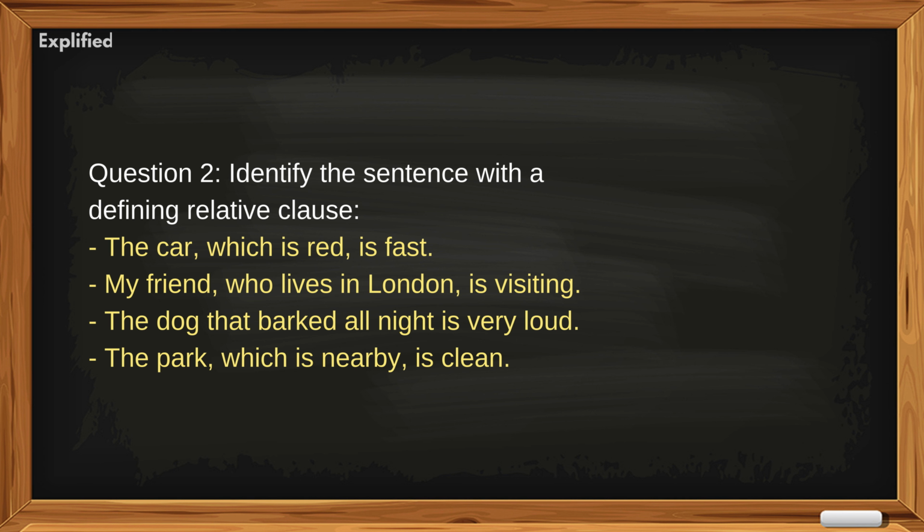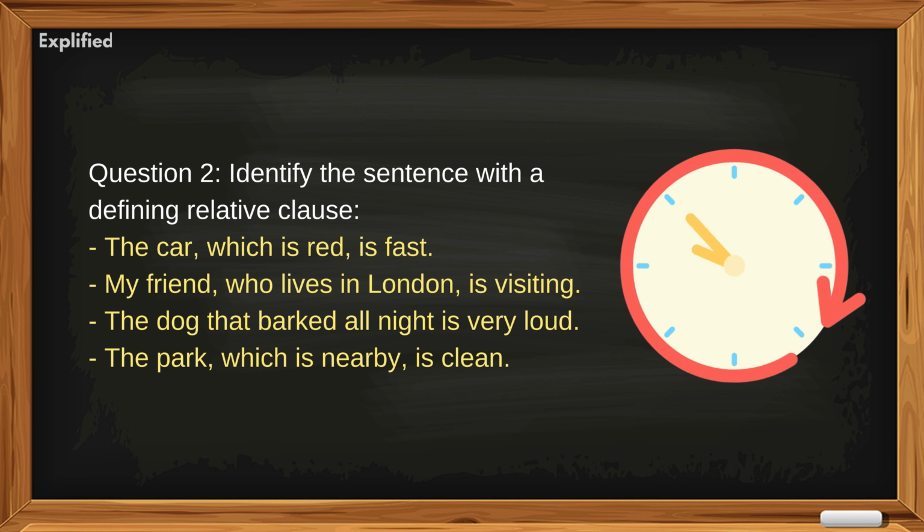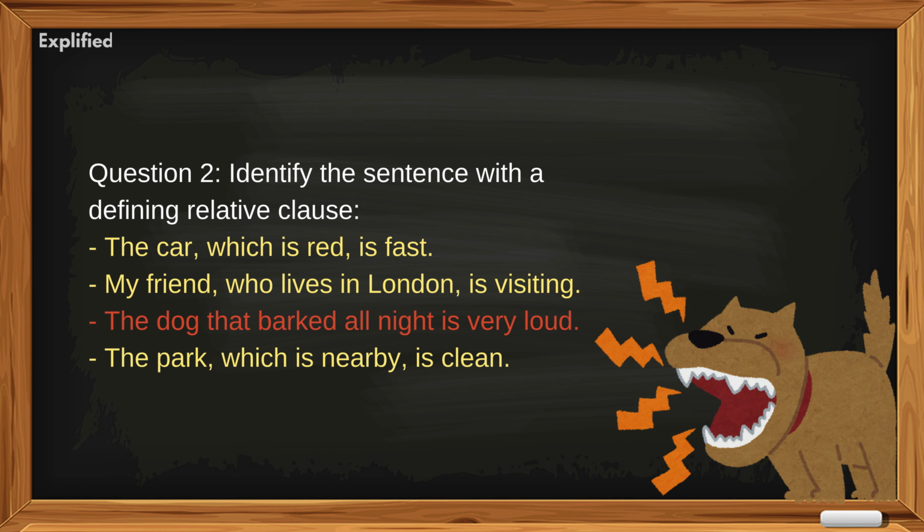Question 2. Identify the sentence with a defining relative clause. The car, which is red, is fast. My friend, who lives in London, is visiting. The dog that barked all night is very loud. The park, which is nearby, is clean. Answer. The dog that barked all night is very loud.